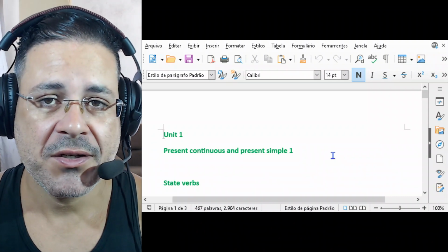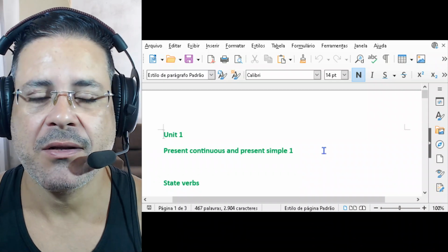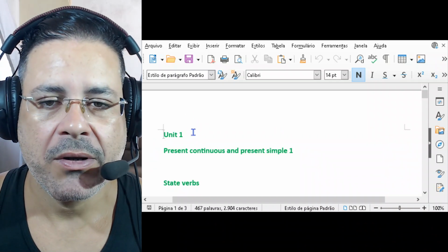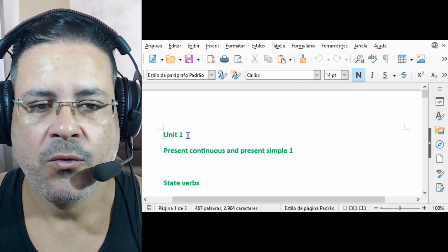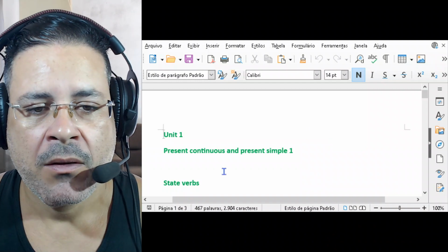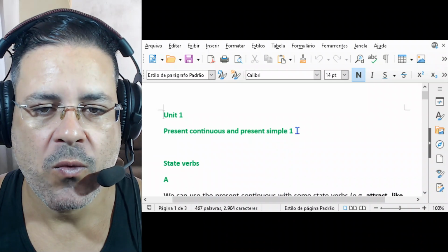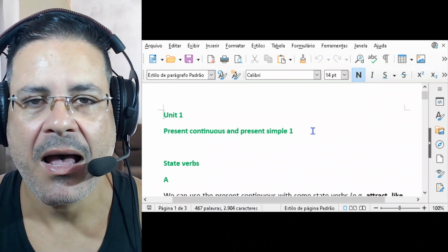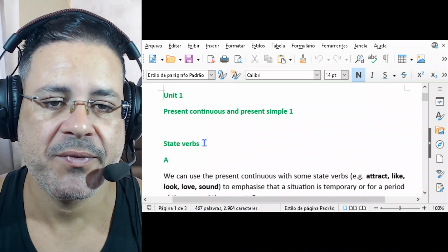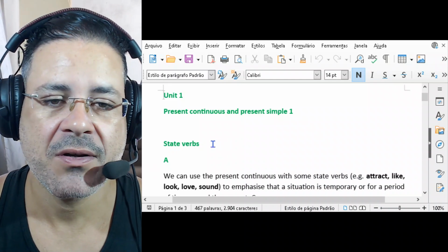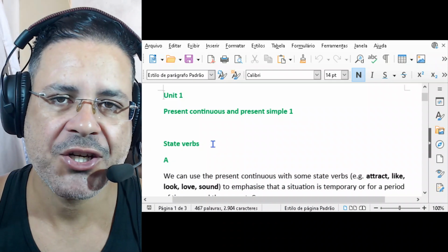We're not just reading it, but we're going to be reading it out loud so you can learn grammar and at the same time understand how it is pronounced. Okay, so here we have unit 1. We're going from 0 now, right? We're talking about the present continuous and the present simple one. So we have simple forms and continuous forms. First, we're going to talk about state verbs. What are state verbs? State verbs are not action verbs. So we've got state verbs and we've got action verbs.